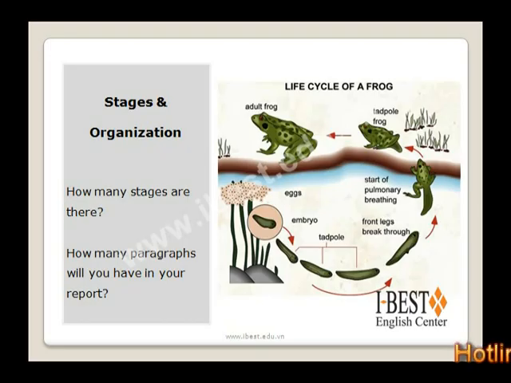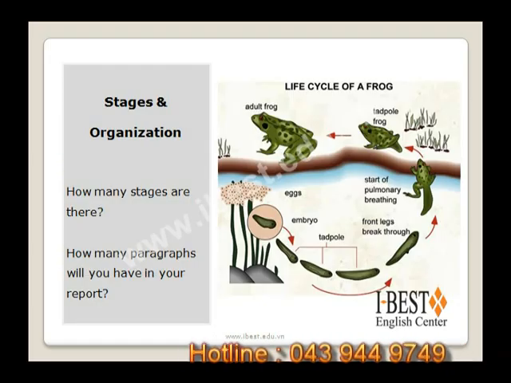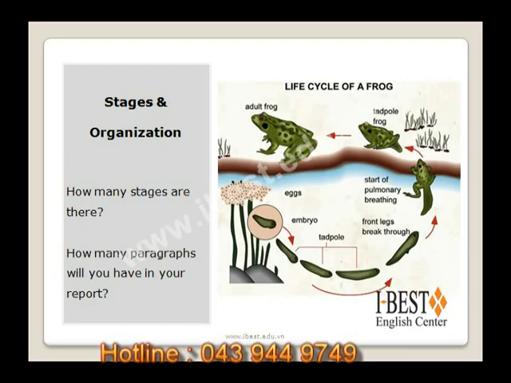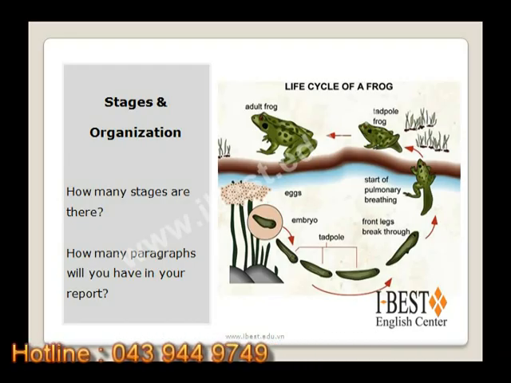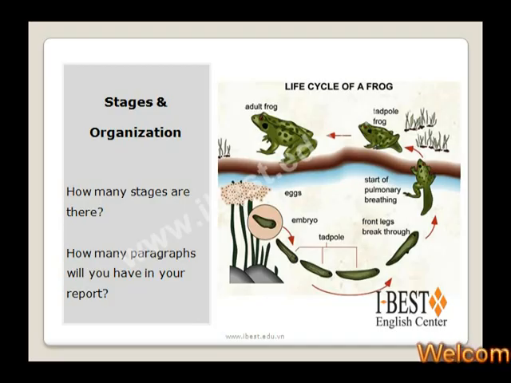So, how do we begin studying diagrams? Well, one of the most important things to begin with is to analyse your diagram. The two key points that you need to think about are stages and organisation. So there are two questions to ask. How many stages are there? And how many paragraphs will you have in your report? Look at the diagram on the page and decide the answers that you have for these questions.